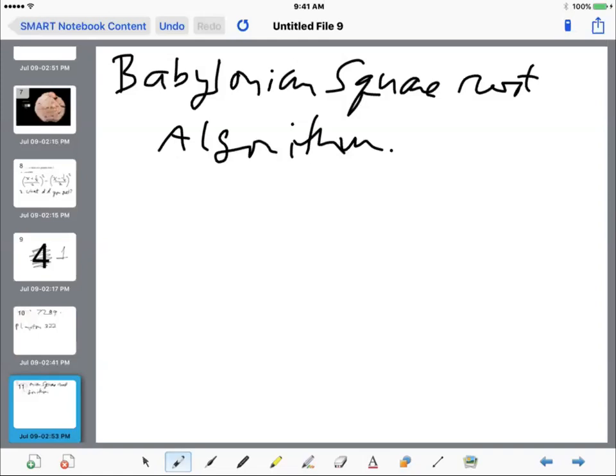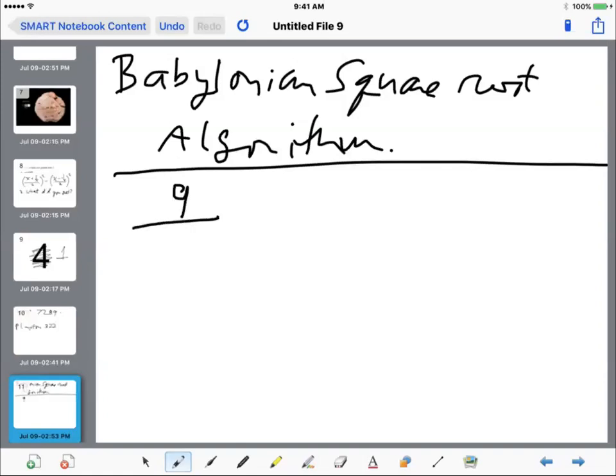The insight behind the Babylonian square root algorithm is that if you divide something by its own square root, I'm actually going to write down square root of 9, you will get its own square root, because square root times square root equals itself. So if you divide 9 by the square root of 9, you do get the square root of 9.